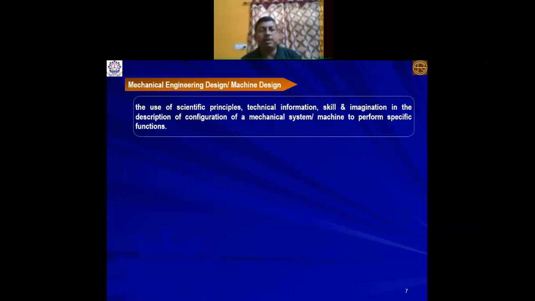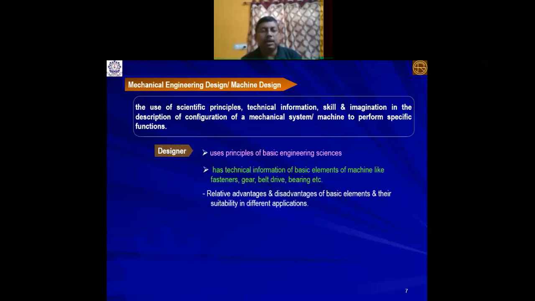Now, whatever may be the case, mechanical engineering design or machine design, it is nothing but the use of scientific principles, technical information, skill, and imagination in the description of the configuration of a mechanical system or machine to perform a specific function. And from that point of view, a designer should have sound knowledge of the principles of basic engineering sciences. He or she should have the technical information of basic elements of machines like fasteners, gears, belt drive, bearings. He or she should know the relative advantages and disadvantages of basic elements and their suitability in different applications.